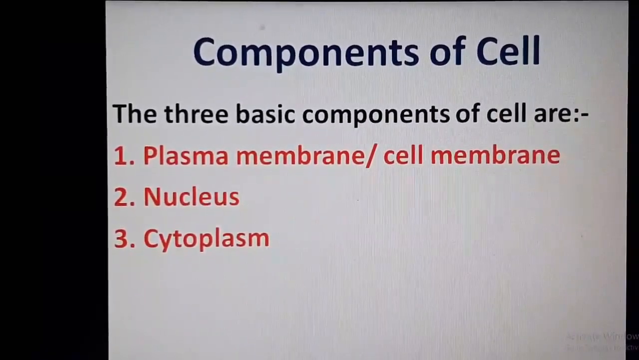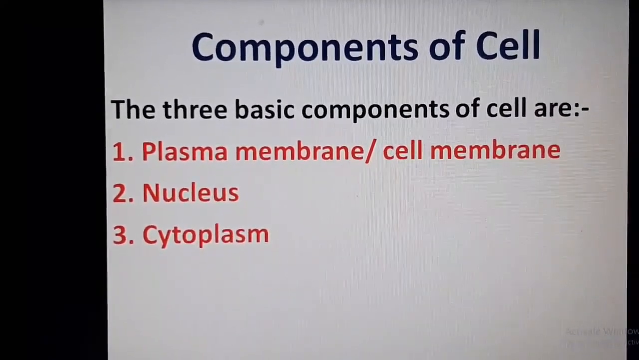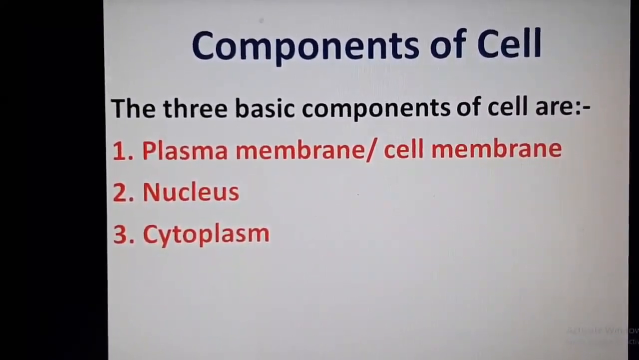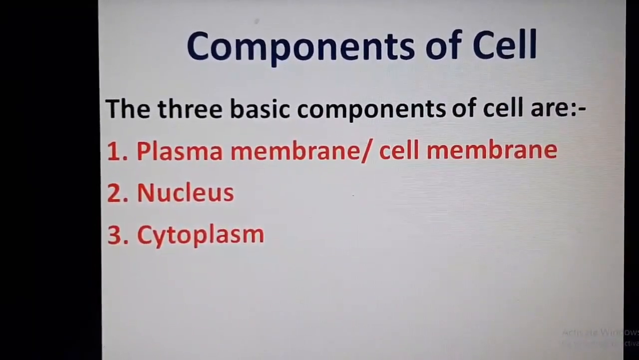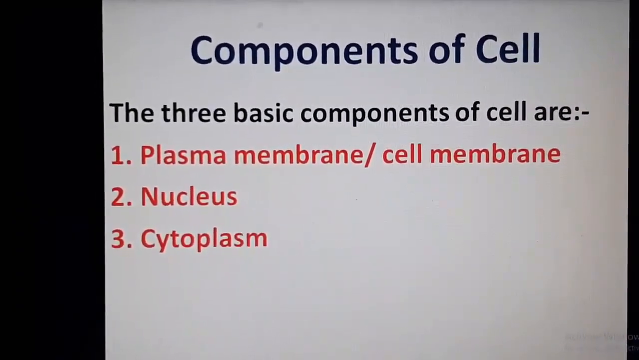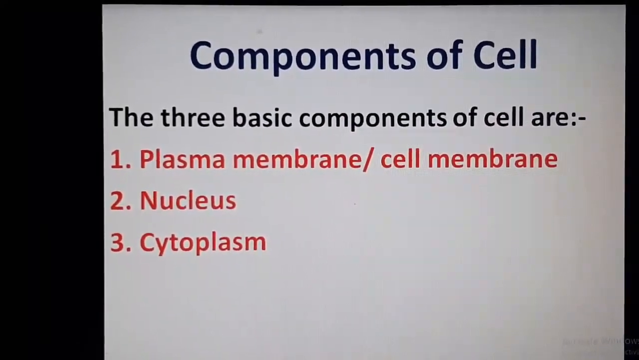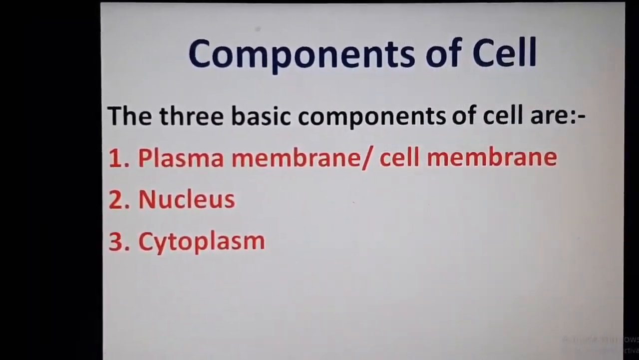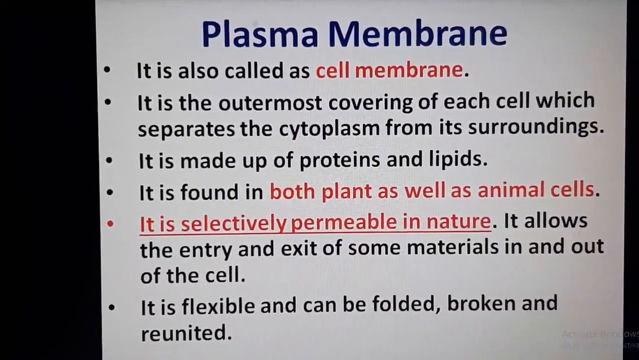Now, when we observe a cell under a microscope, we observe three basic components of the cell. What are those three basic components? Number 1, plasma membrane, which is also called the cell membrane. Number 2, nucleus, and number 3, cytoplasm. These are the three basic components observed in a cell. Now we will study each component in detail.